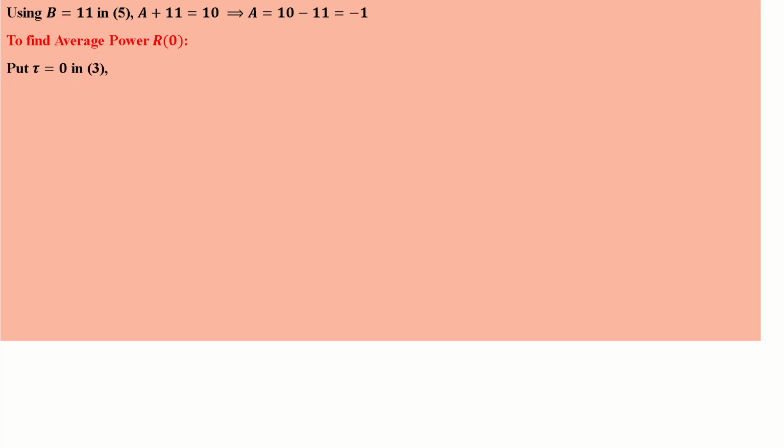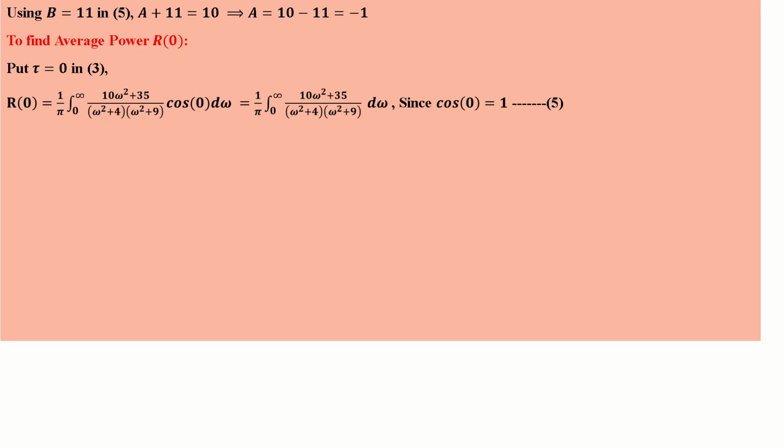To find average power, that is nothing but R of 0. So put tau equal to 0 in 3, in the integral value. R of 0 is equal to 1 by pi integral 0 to infinity (10 omega square plus 35) by (omega square plus 4)(omega square plus 9) cos of omega tau, with tau equal to 0, therefore cos 0, d omega. Cos 0 equal to 1. So we will get 1 by pi integral 0 to infinity (10 omega square plus 35) by (omega square plus 4) into (omega square plus 9).